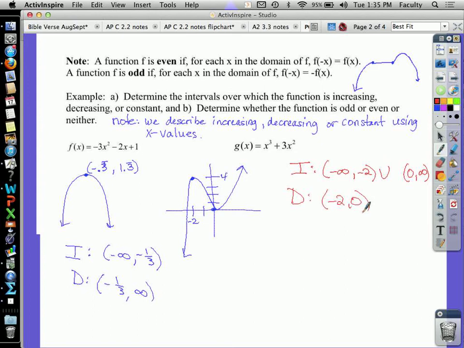Pretty easy. Now, if you want to determine whether a function is odd, even, or neither, all you're going to do is replace x with negative x, and see if you get the original function back, or do you get the opposite of the function. So this is negative 3x squared plus 2x plus 1. Is that identical to the original function? No. Is it just everything is the opposite? No. So it's neither.